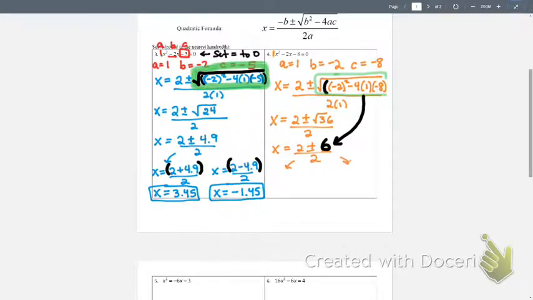So now we're going to break this up into two answers, and we do 2 plus 6 divided by 2, and then we do x equals 2 minus 6 divided by 2. Again, put your numerator in its own set of parentheses so you do order of operations the right way. 2 plus 6 is 8. 8 divided by 2 is 4. 2 minus 6 is negative 4, and negative 4 divided by 2 is negative 2. You don't have to do those individually. You can type it into your calculator exactly like you see it on the screen.